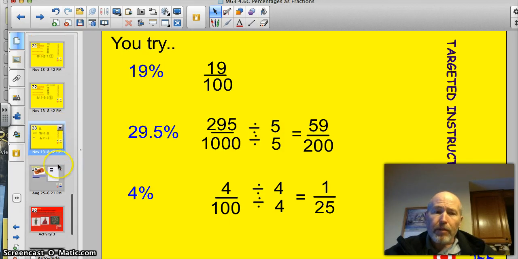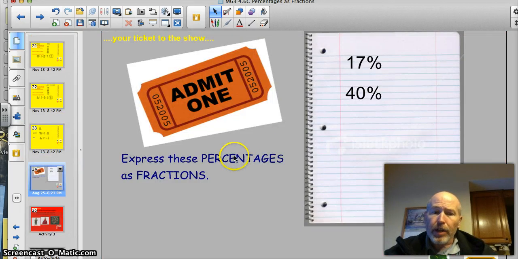Alrighty, very good. Let's do the ticket to the show. Here we go. You do 17% and 40%. Take and put those onto a little scrap of paper and bring them in. That is your ticket. So express these percentages as fractions.